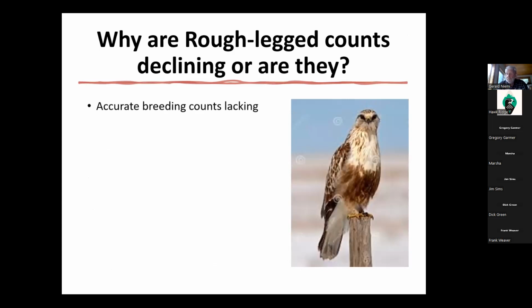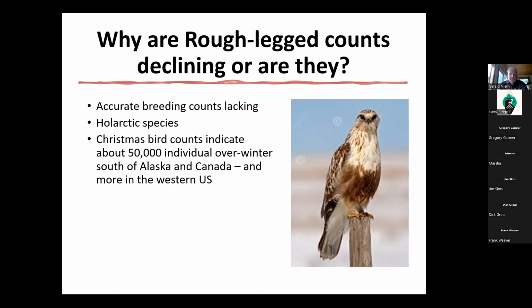Well, first of all, actually, the counts at Hawk Ridge are very important because we have very poor data on rough-legged hawks because they're nesting up in the tundra, across Canada, across Eurasia. And so counting rough-legged hawks is a very difficult task during the breeding season. So accurate counts are really lacking during that period of time. Again, whole Arctic species. Christmas bird counts indicate about 50,000 individuals overwinter south of Alaska and Canada, and more in the Western United States. So it is more of a Western species.